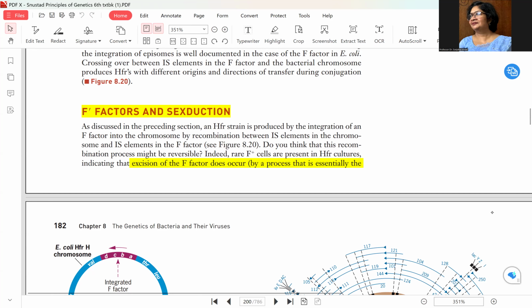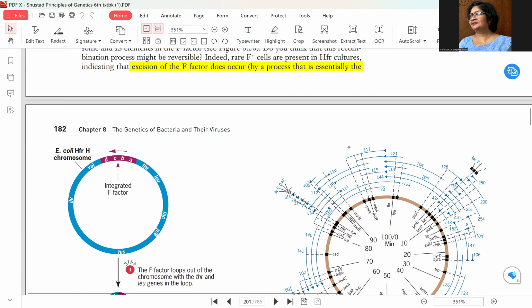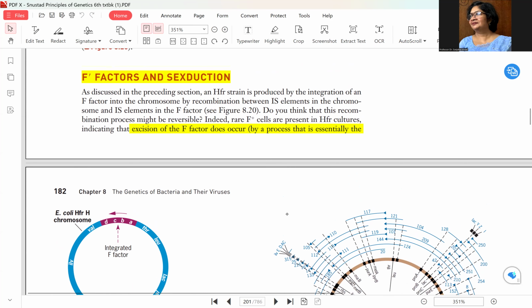But in case of an F prime factor, since the F prime factor is a circular DNA, if it enters the bacterial cell, just like a plasmid does, then the bacterial cell gets two DNA molecules. One is its chromosomal DNA, and the other is the F factor. Since they can exist independently inside the bacterial cell, it can be called a partial diploid, because the F factor only carries some genes of the bacterial DNA, but not the whole bacterial chromosome. So we can call the recipient cell a partial diploid.